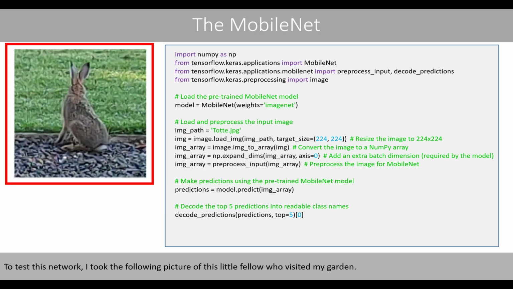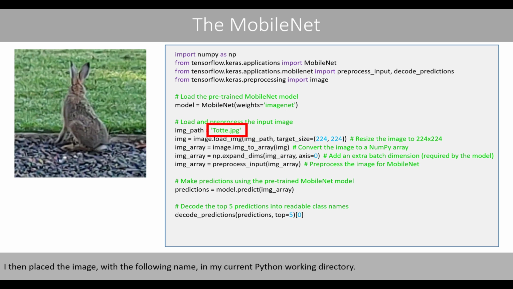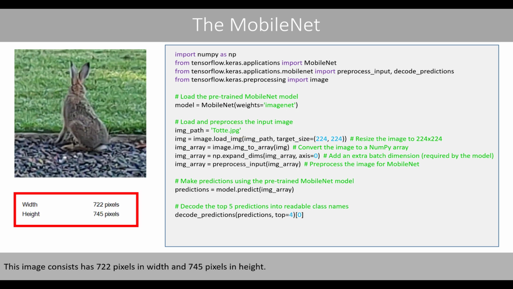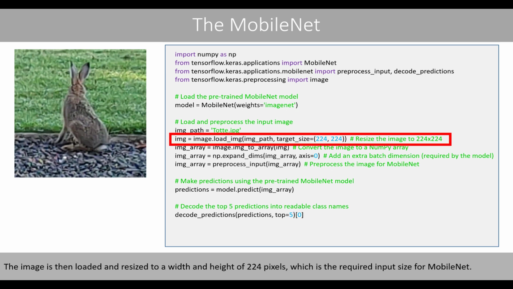To test this network, I took the following picture of this little fellow who visited my garden. I then placed the image with the following file name in my current Python working directory. This image has 722 pixels in width and 745 pixels in height. This image is then loaded and resized to width and height of 224 pixels, which is the required input size for MobileNet.